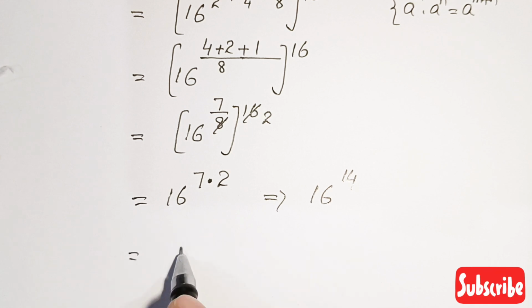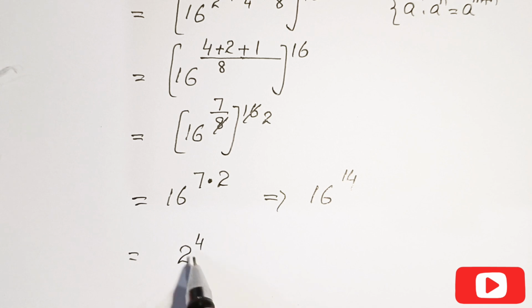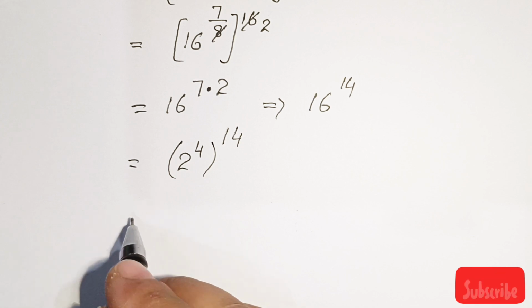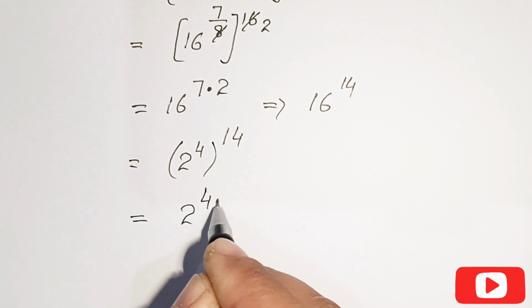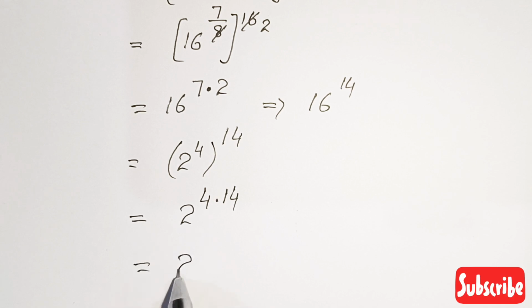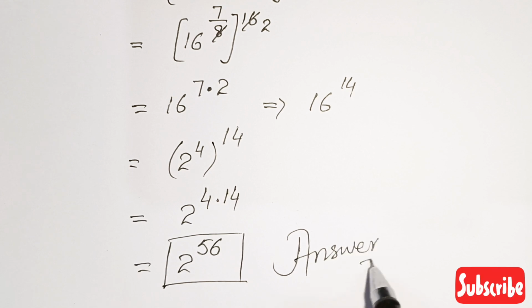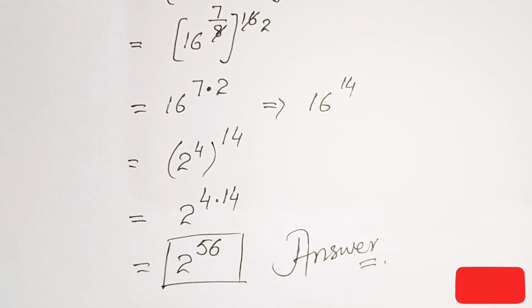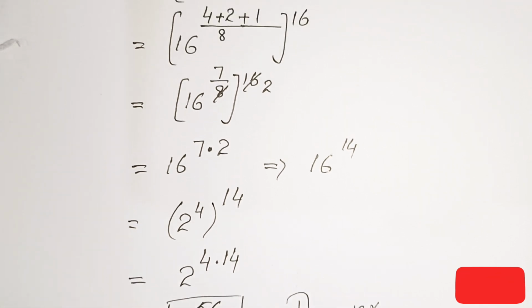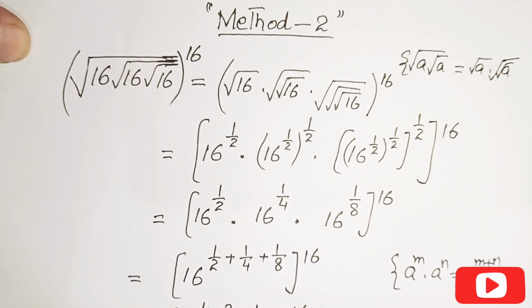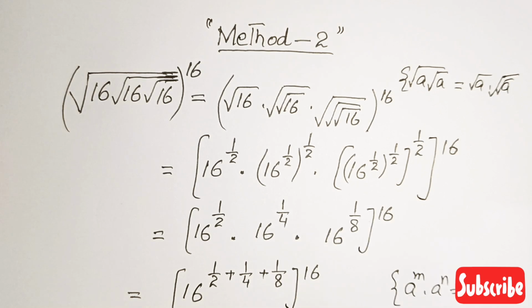Now 16 can be written as 2 to the power 4, which is equal to 16, whole to the power 14. Then our final step is 2 to the power 4 times 14, which is equal to 2 to the power 56. So it is the simplified form of our problem, and we have solved this problem by two different methods. I hope you have understood all these steps one by one. Now we can check our entire solution here.